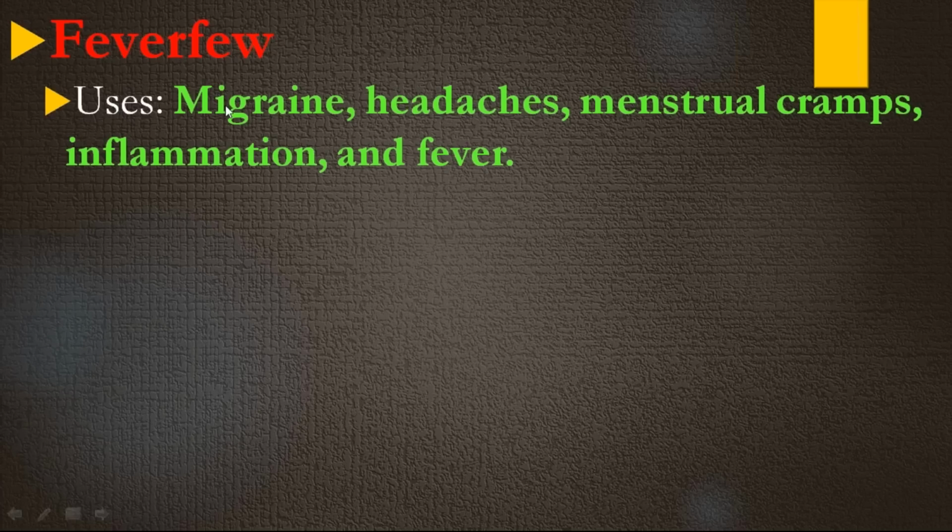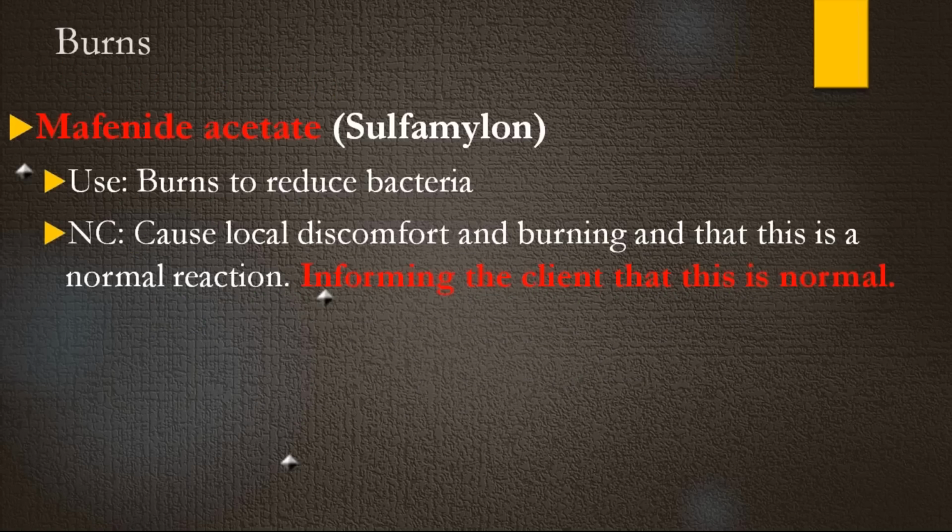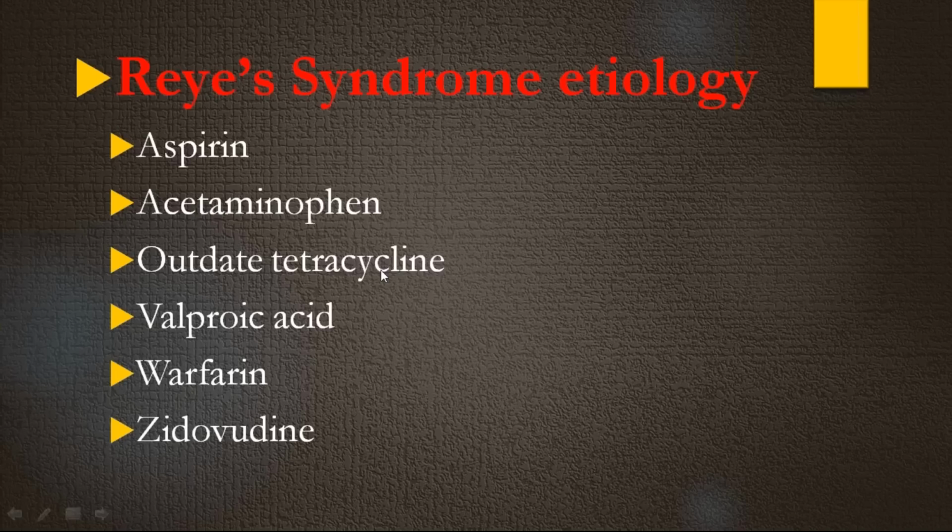Feverfew. So open eyes, open ears here. That is used for migraine, menstrual cramps, okay, headaches, feverfew. Sunscreens need to be used at least 30 minutes before the exposure of the sun. Silvadene for burns. This Silvadene produces a burning of the skin, so that is temporary. Reye's syndrome is going to be produced by aspirin, at a minor level with acetaminophen, and outdated tetracycline.